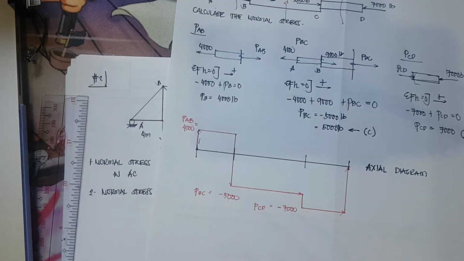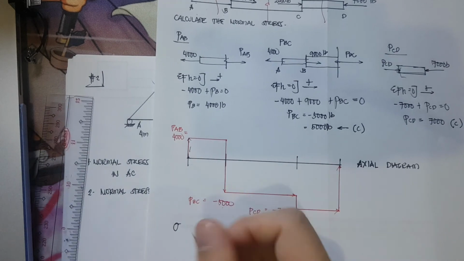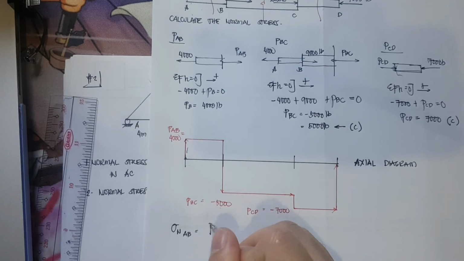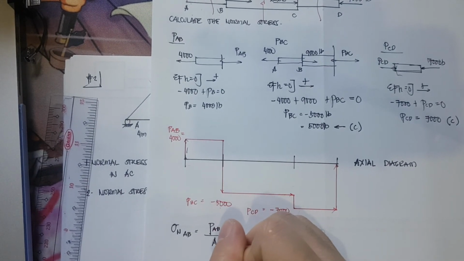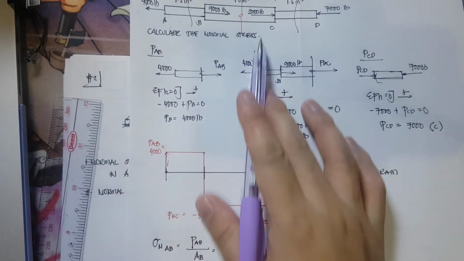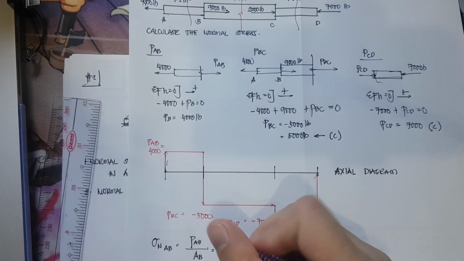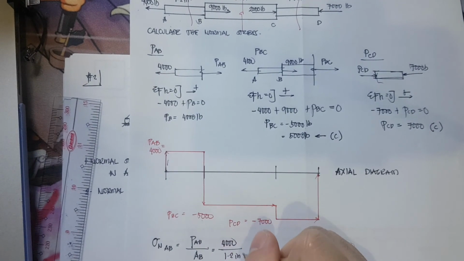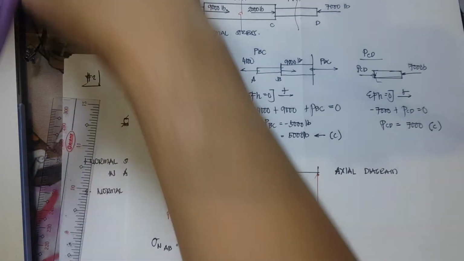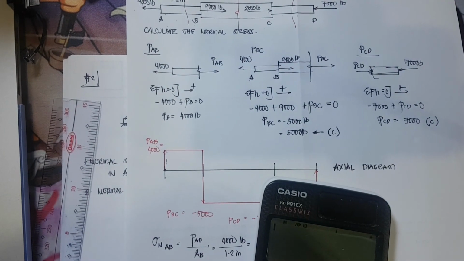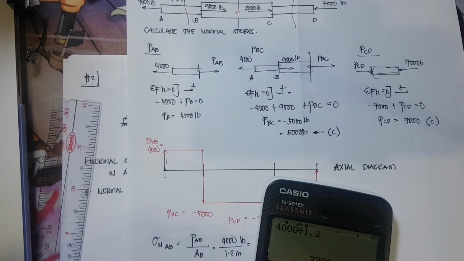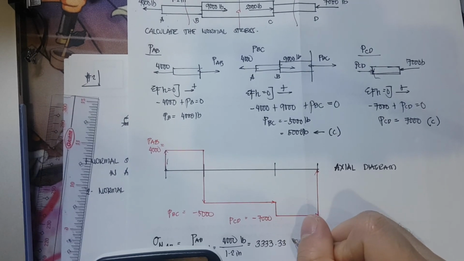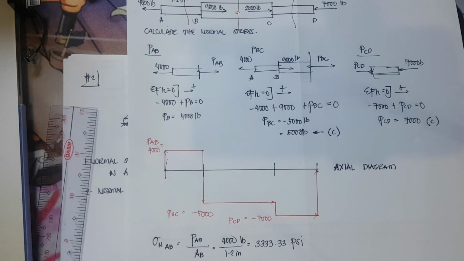So, we have the normal stress AB is equivalent to the force AB divided by the cross-sectional area of AB. And that is equivalent to PAB. We have 4,000 divided by the cross-sectional area of 1.2 square inch. So solving for that, we have 4,000 divided by 1.2. We have 3,333.33 pounds per square inch, PSI.